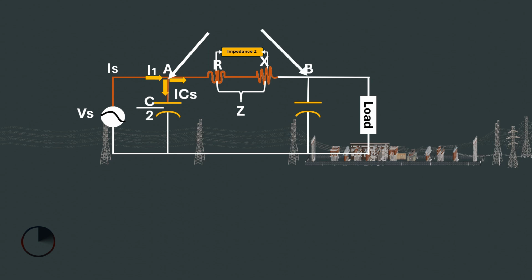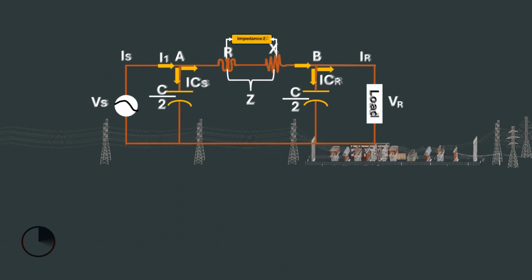Again at point B, the current will split into two, where the current flows to the capacitor and the load simultaneously. At the capacitor, the current flowing through it is ICR, and the capacitance is half the total capacitance of the line, which is C over 2, while the current flowing to the load will be the receiving end current IR. Finally, the voltage at the load end is known as the receiving end voltage, VR.